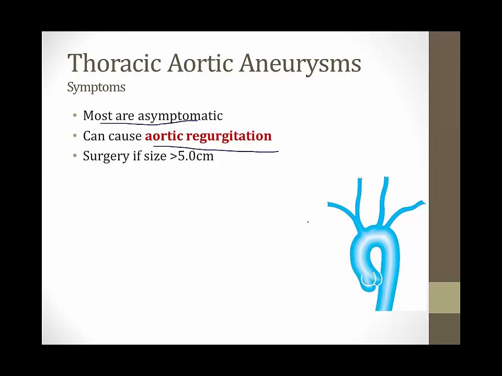Remember, most of these occur in the proximal aorta. This means that the aneurysm can stretch the aortic valve so that the leaflets cannot touch. This can lead to aortic regurgitation. And we often monitor these, and when they increase in size and get greater than about 5 centimeters, we perform surgery because at that point the risk of rupture becomes high.